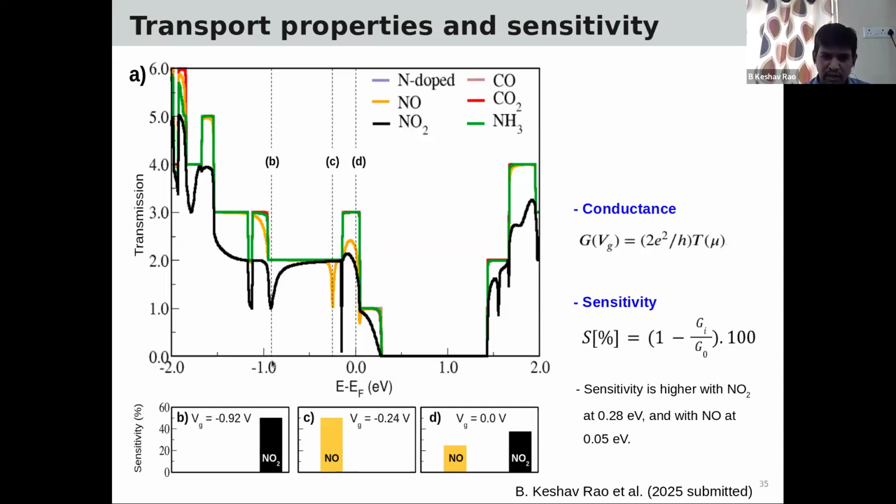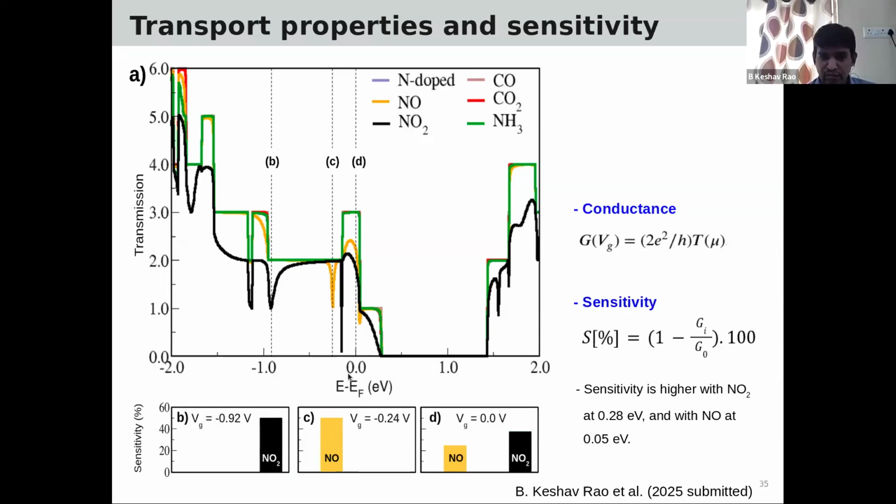So if we apply different voltages, at negative bias, around 0, nearby 0, we can see B, C, D. We have the sensitivity. At B, we have higher sensitivity with NO2. So you can see the black curve is displaced highly toward the bottom. So resistance is high. Only NO2 can be sensed if we apply this biasing voltage. Meaning if the device is used as a sensor, by applying this negative bias, NO2 can be sensed. But when the potential is changed to nearby 0 electron volt, only NO can be sensed. Its sensitivity is around 50%.